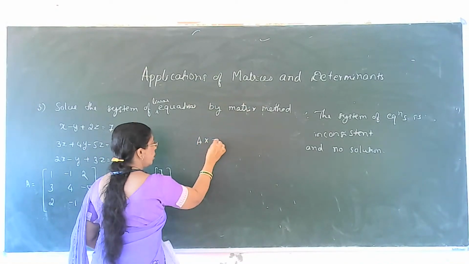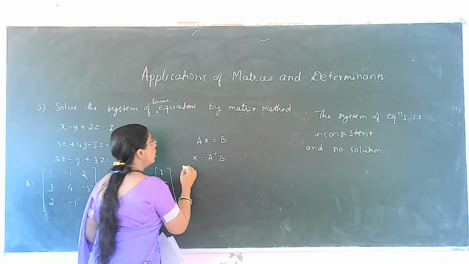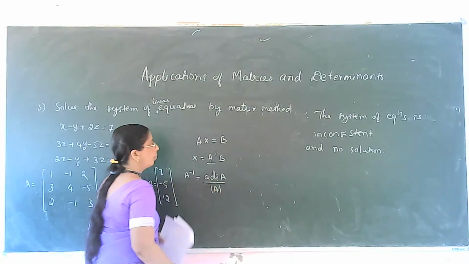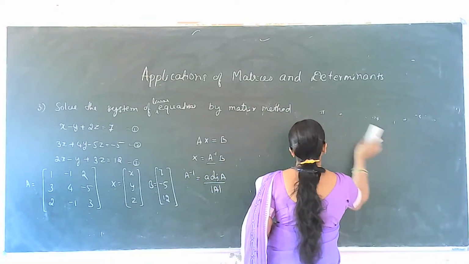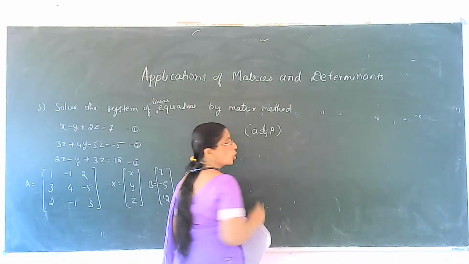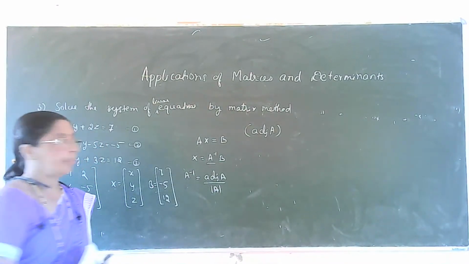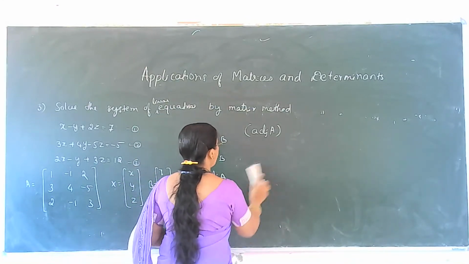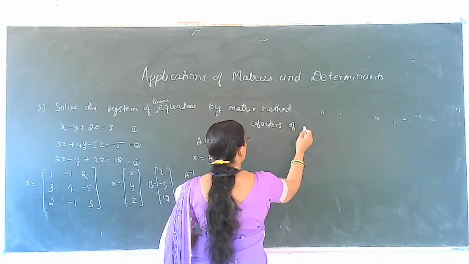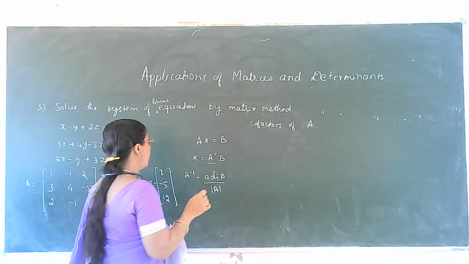Here AX is equal to B, so X is equal to A inverse of B. To find A inverse, we have to find the adjoint of A and the determinant of A. The adjoint of A is found from the cofactors of every element of A.